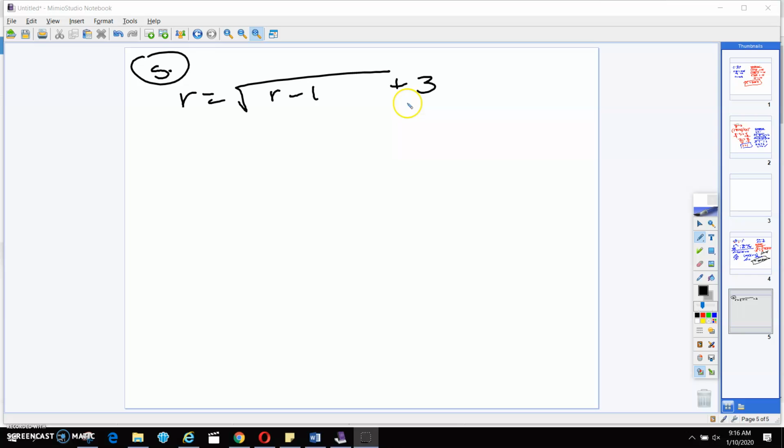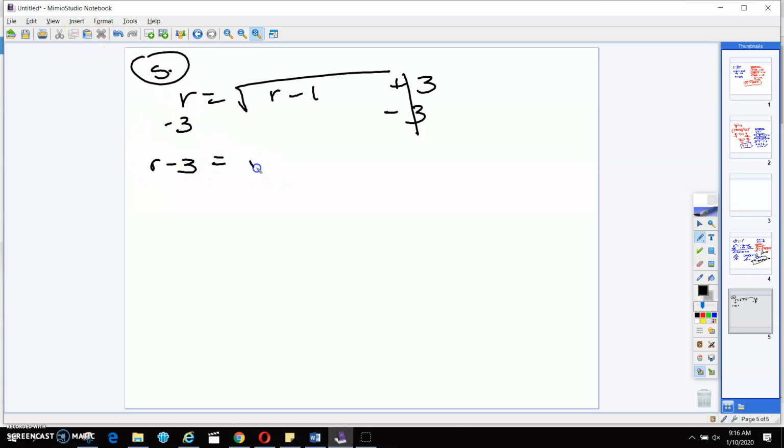So, first thing we want to do is isolate our radical. So we're going to subtract 3 from both sides. Okay? So that's going to give me r minus 3. Please, for the love of all things good and holy, don't put negative 3r squared.